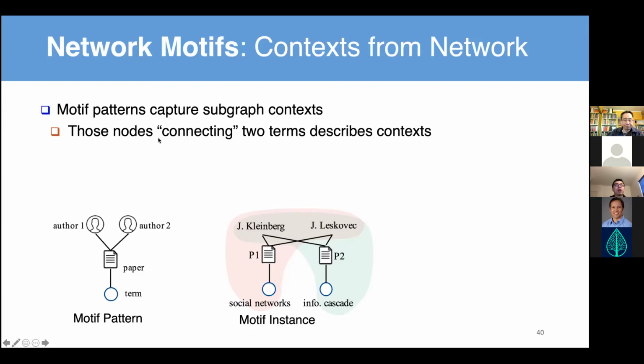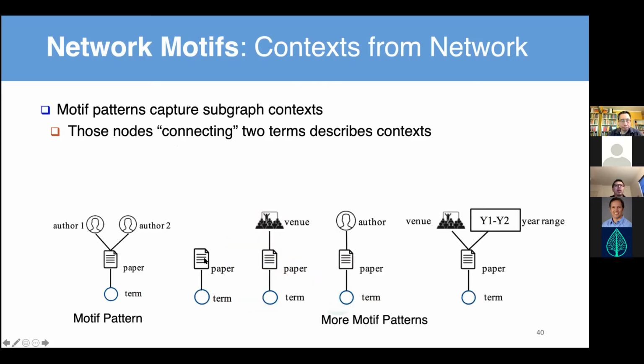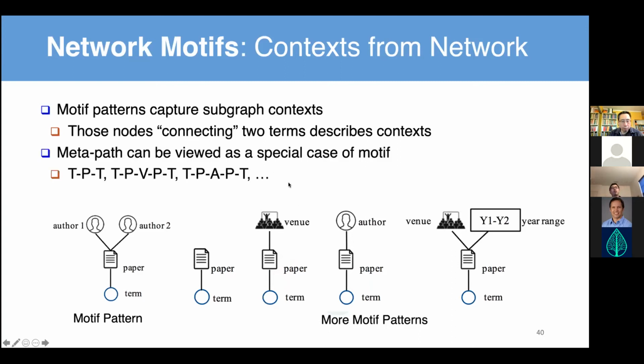The contexts are defined by the nodes connecting two terms. So these are the contexts here. And we can generalize this motif pattern to many different cases. You can say if two terms appeared in the same paper, they are similar. You can also say if two terms are published in the same venue, they're similar. If two terms are written by the same authors, they are similar. If two terms are published in a venue within a specific year range, it's even more similar, right? So all these things could be helpful for you to define a context.